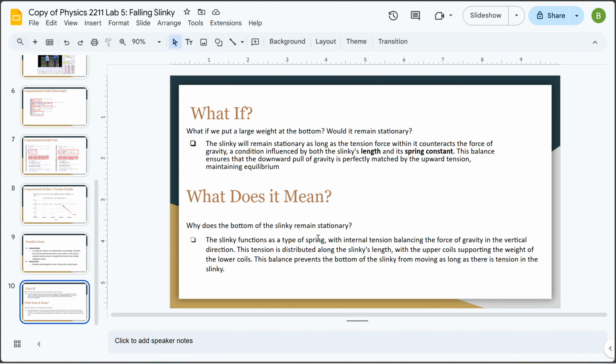Why does the bottom of the Slinky remain stationary? Well, the Slinky functions as a type of spring with internal tension balancing the force of gravity in the vertical direction, or the y direction. This tension is distributed along the Slinky's length, with the upper coils supporting the weight of the lower coils. This balance prevents the bottom of the Slinky from moving as long as there is tension in the Slinky.